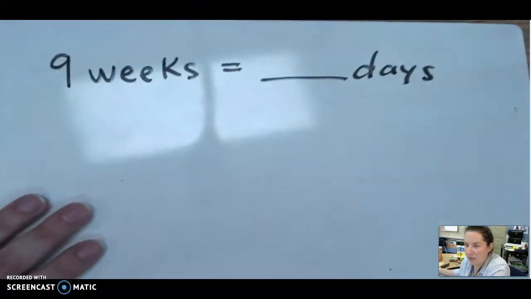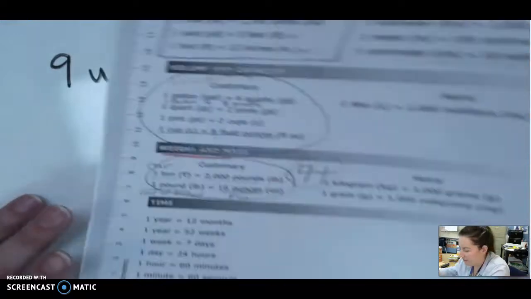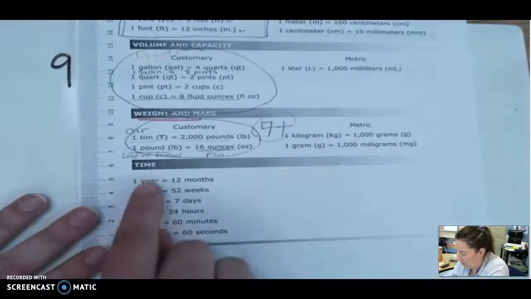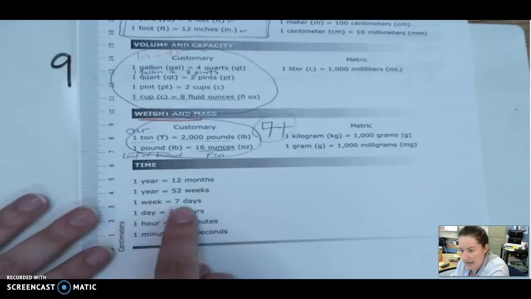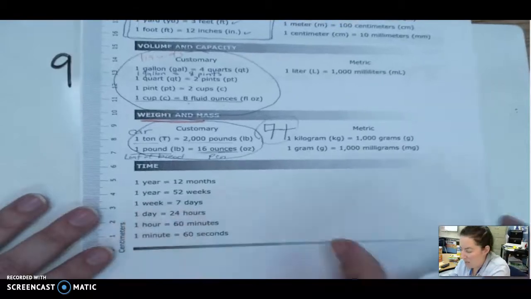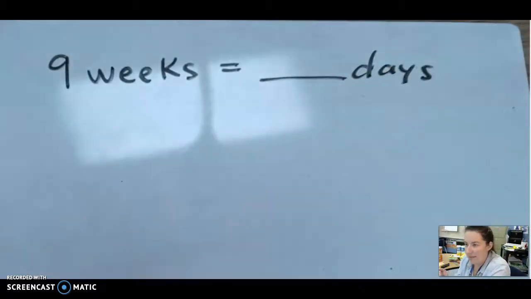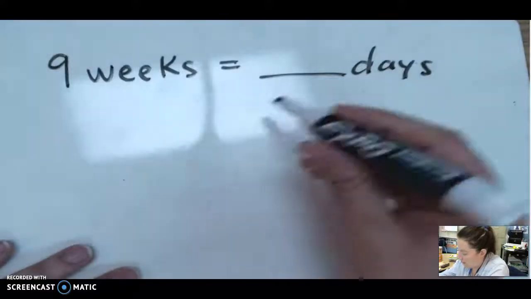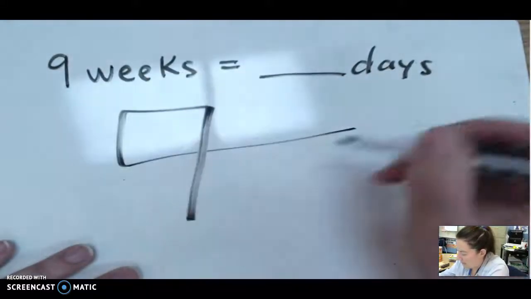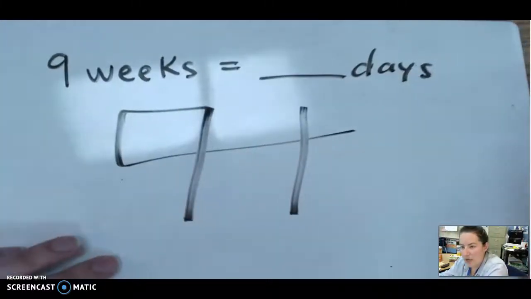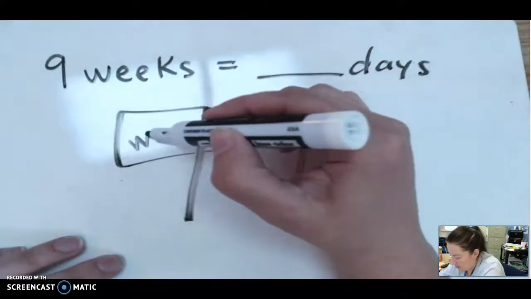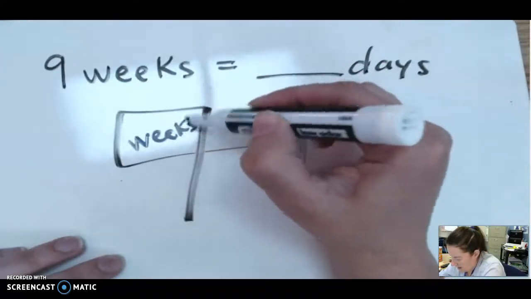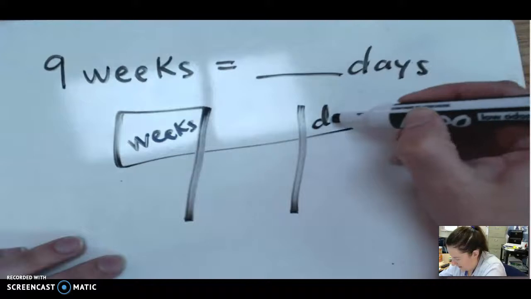So if we had this problem, 9 weeks is the same as how many days? Well, I'm looking for weeks and days. I know 1 week is 7 days, so I'm going to use that to help me figure out, well, 9 weeks. So I'm still going to draw this little chart of what I've been using. I'm going to put what I know in the box, so they're giving me weeks. I'm looking for days.